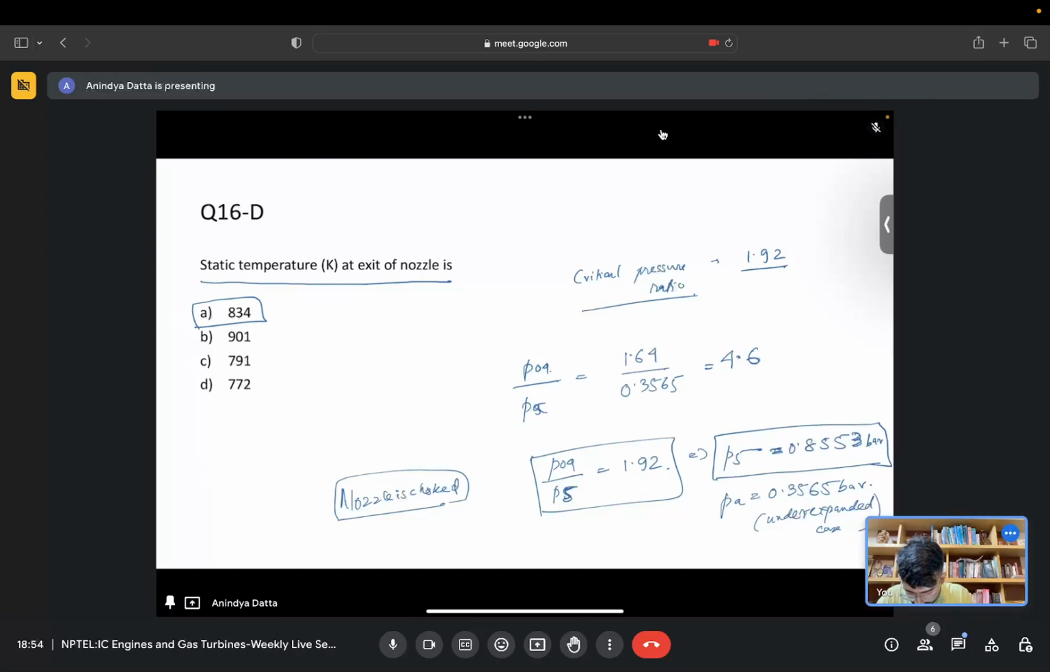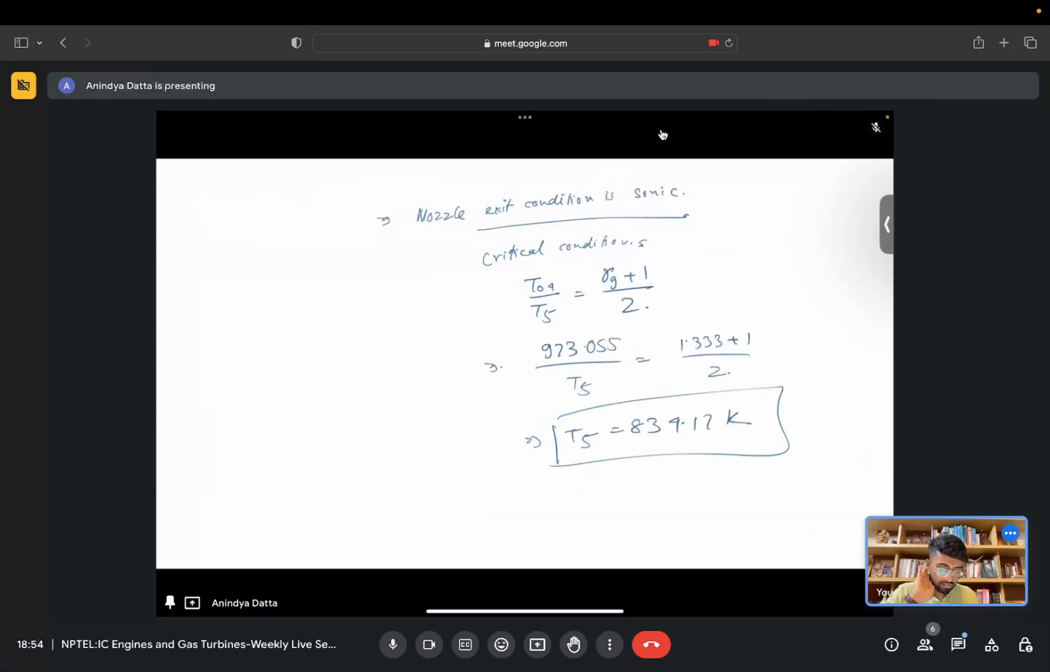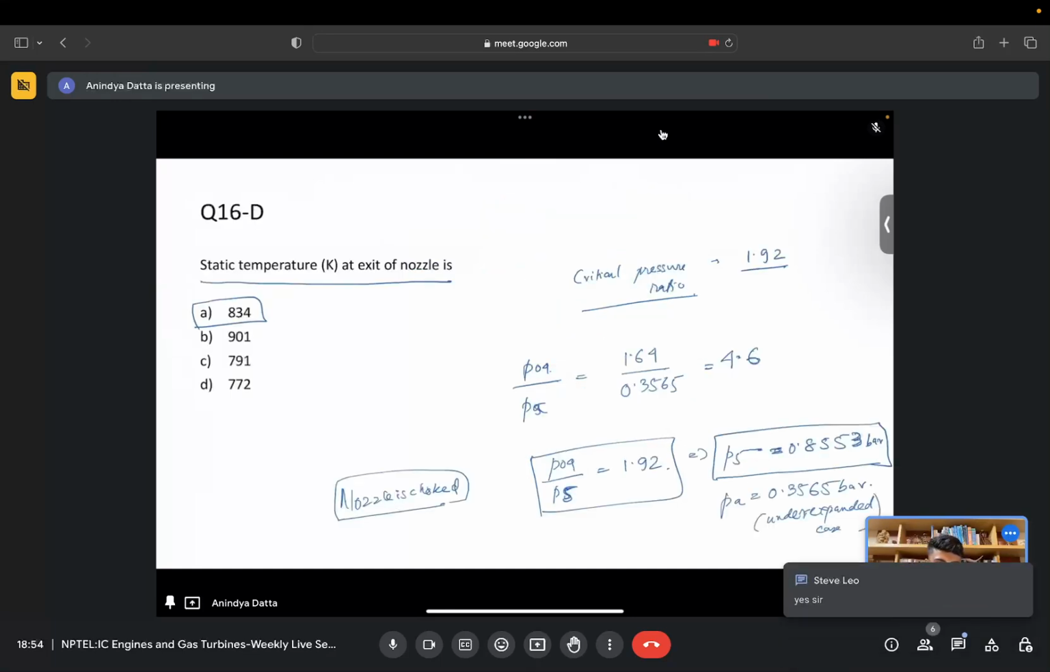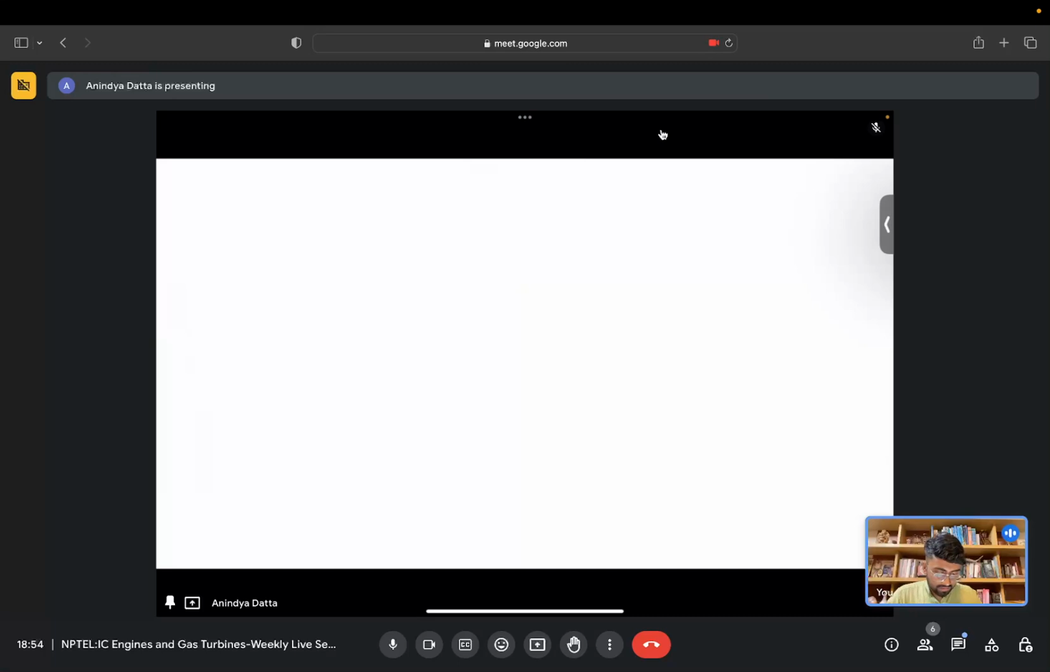Okay, all right, so is this clear? I guess this is the last part of the question: what is the specific thrust produced by the nozzle?